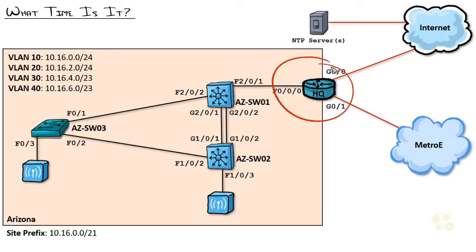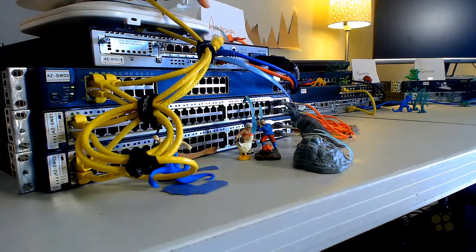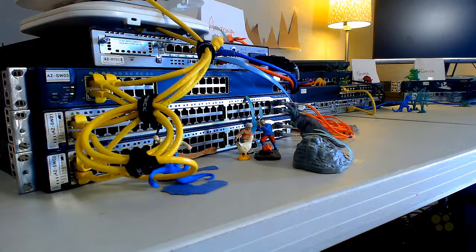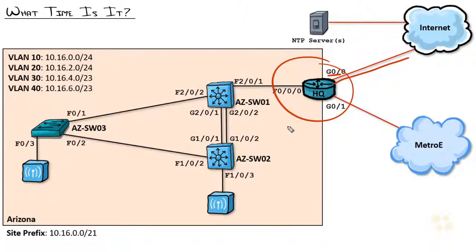We've got this HQ router that has a gigabit 0/0 interface that's connected off to the internet in an ISP. As a matter of fact, this red cable right here actually reaches around to a live internet connection coming in from that switch. Now, ISPs sometimes, and in this case, are providing an NTP service right here. So our NTP server is actually the gateway of the ISP.